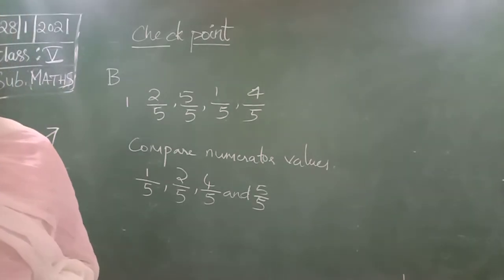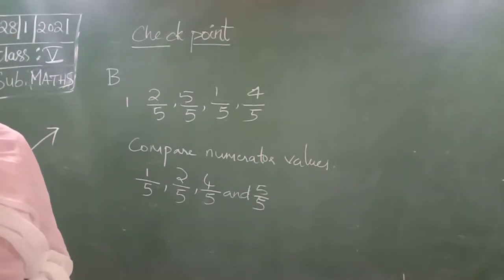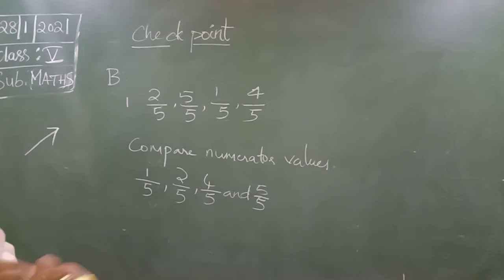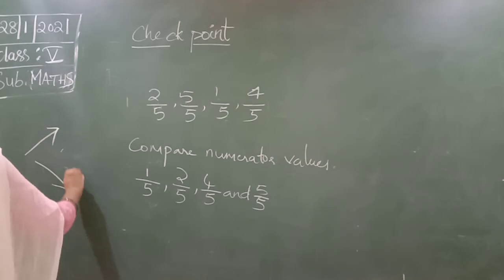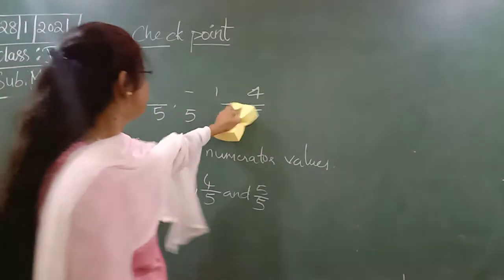Do the remaining ones for homework. Okay, I'll do 2 and 3 in the B bit. See, these have to be done in decreasing order. You have to do them in the decreasing order.